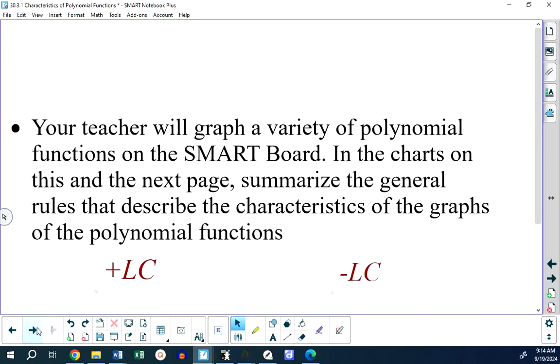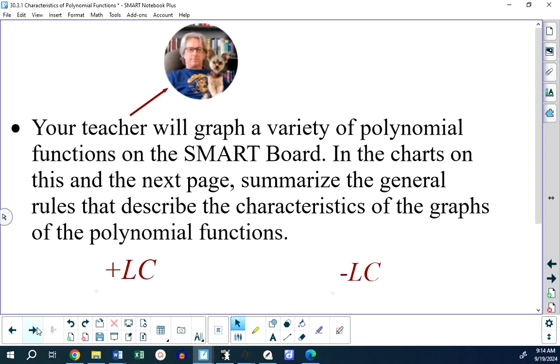Okay, so your teacher will graph a variety of polynomial functions on the smartboard. In the charts on the next page and this page, we want to summarize the general rules that describe the characteristics of the graphs for these different types of functions. I am not going to be writing much down, particularly on this big chart that you're looking at on page 2 of the unit handout. Okay?